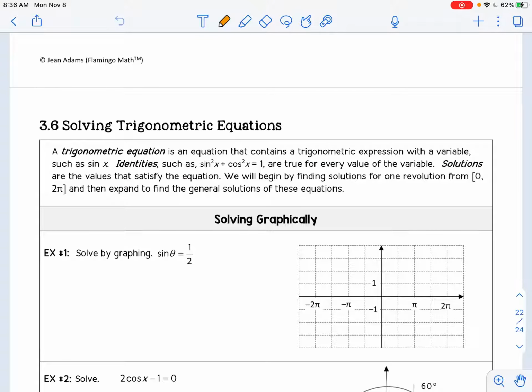Okay, so this is going to be 3.6. This is our last section of chapter 3 that we're going to go over, and we're going to talk about solving trigonometric equations with a little bit of a twist here where we're going to have multiple answers as we go.